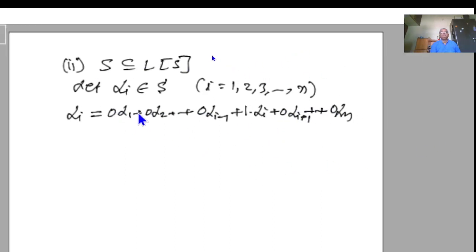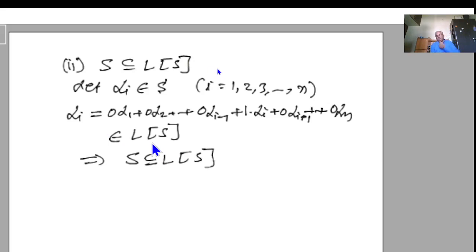So alpha i can be written in this way. And this is nothing but the linear combination of alpha 1, alpha 2, alpha 3 up to alpha n. So if this is a linear combination of the elements of S, therefore this belongs to L of S. So I have taken alpha i belongs to S, and I have proved that alpha i also belongs to L of S. This implies S is a subset of L of S. This is the second part.